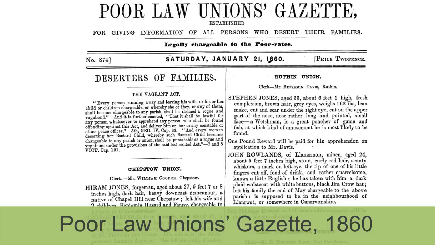And here's an example of the Poor Law trade press, the Poor Law Union's Gazette, which is also available in the British Newspaper Archive. It was published for about 50 years, and it consists entirely of wanted ads for renegade men who deserted their families and left them to be provided for by the local Poor Law Union. And there are some wonderful little pen descriptions of the individuals in question. Here we've got John Rowlands of Llanarmon, a miner, 24 years old, 5'7", stout, curly red hair, mark on the left eye, fond of drink, all sorts of lovely details about his physical appearance and character. And what a lovely pen portrait to have if he happened to be an ancestor of yours.